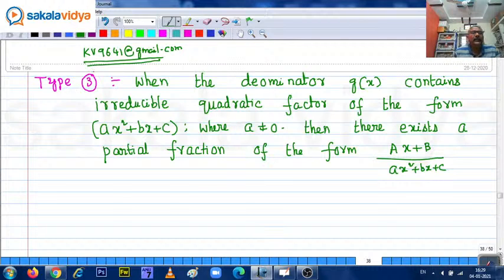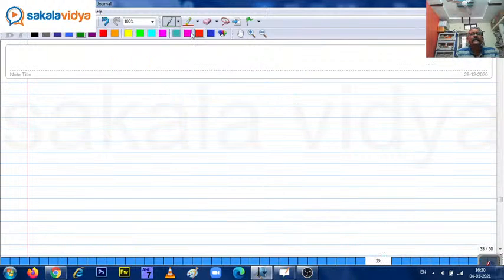So let me repeat once again type 3. This is the partial fractions chapter. Thank you, Somnath. When the denominator g of x contains an irreducible quadratic factor of the form ax square plus bx plus c, where a does not equal 0, then there exists a partial fraction of the form ax plus b upon ax square plus bx plus c, where a and b are constants that need to be evaluated. So we shall discuss some examples.